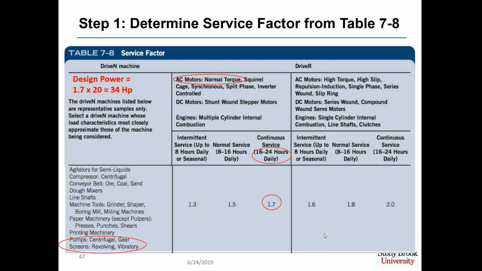So step 1 is to determine the service factor from table 7-8. Our design power is a service factor of 1.7 times 20 horsepower, which is 34 horsepower. We get the 1.7 service factor from the fact that we have a normal torque AC motor running 16 to 20 hours daily, and our pump is gear driven, which is defined in the lower left corner.